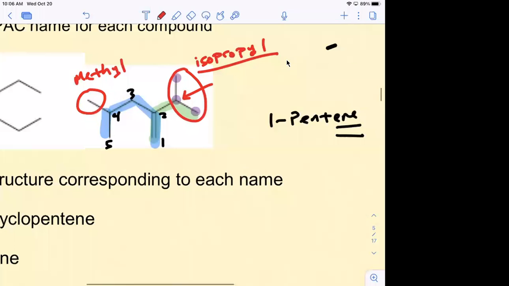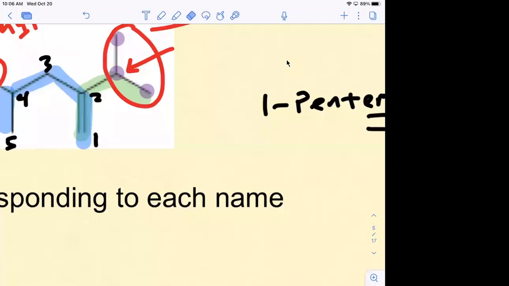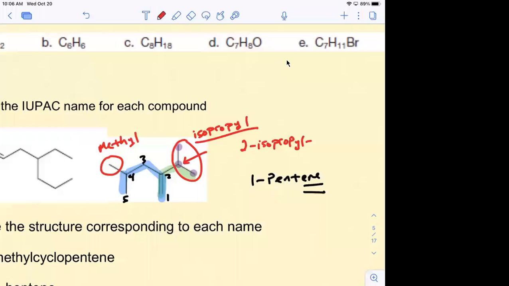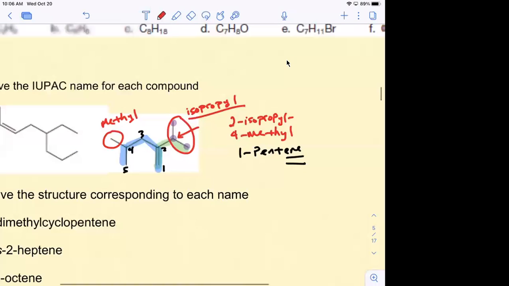All right, and so it's going to be 2-isopropyl-4-methyl-1-pentene. So when you're looking at an example like that, where the alkene is kind of external to the chain, you still have to count from that end where the alkene is, especially since it's terminal.